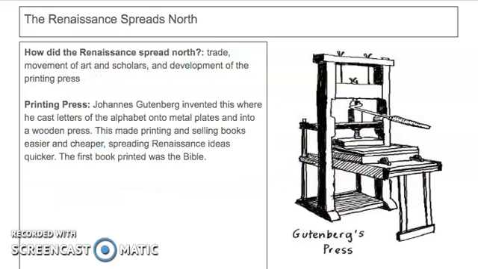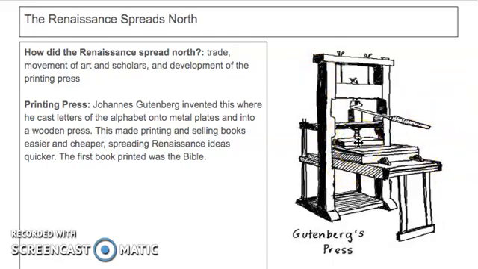So the Renaissance spread all throughout Europe, from essentially where it started in Italy up to the north, through trade, movement of art and scholars, and the development of the printing press. So this is the printing press here. And so Johannes Gutenberg invented this, where he cast letters of the alphabet. So you put letters here on a metal plate and into a wooden press. So essentially you would pull the lever and press it out.